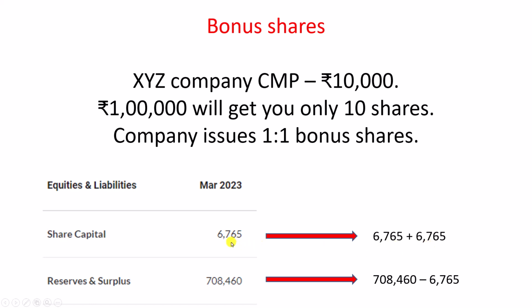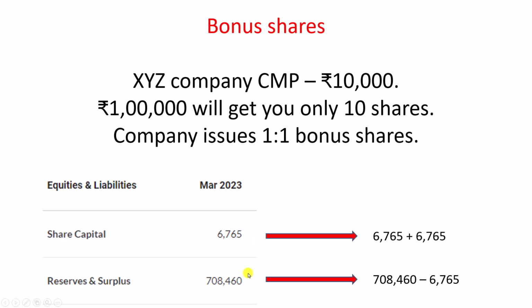Now, when we say it doubles, the money has to reach here from somewhere, correct? Where does it reach from? From reserves and surplus. You see, the company doesn't take any money from shareholders. Company is offering 1:1 for free. Now, you cannot just offer anything for free. The money has to go to the company from somewhere. So what happens is, from the reserves and surplus, money goes to share capital, and that's all.